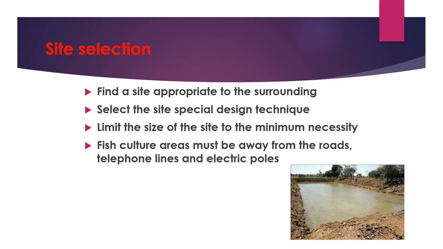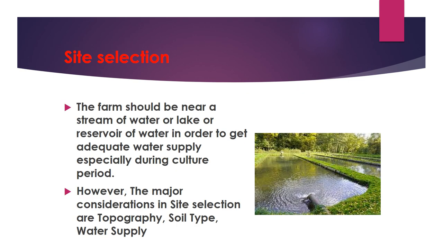Then about site selection, find a site appropriate to the surroundings. Select the site with a special design technique. You can design a particular size of the site, 10 by 10 or 12 by 12 or 15 by 15, and the depth is 2. Limit the size of the site to the minimum necessity. The fish culture area must be away from roads, because pollution and disturbance affect the ponds and the fishes. Telephone lines, as I already told, and electric poles are also harmful to the site, the pond or the farm.